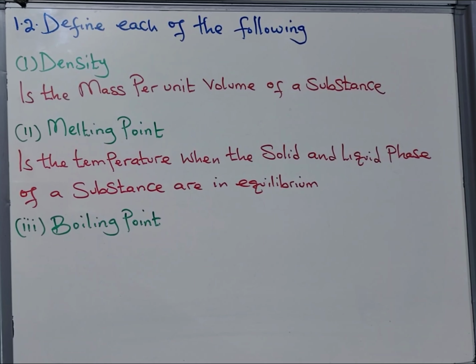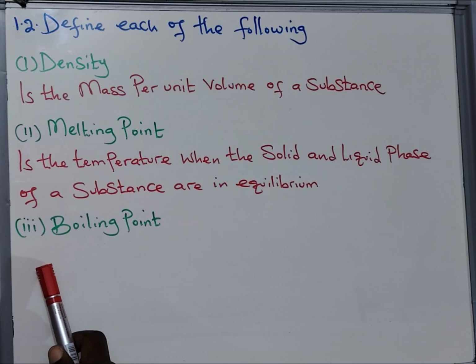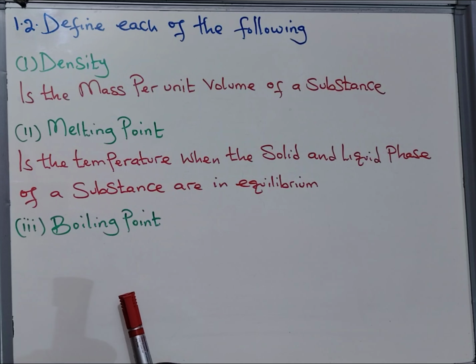Then comes boiling point. So what is the boiling point? Boiling point is the temperature at which a liquid changes into a vapor. But that temperature is determined by the atmospheric pressure. So the best definition will be the temperature of a liquid at which its vapor pressure is equal to atmospheric pressure.